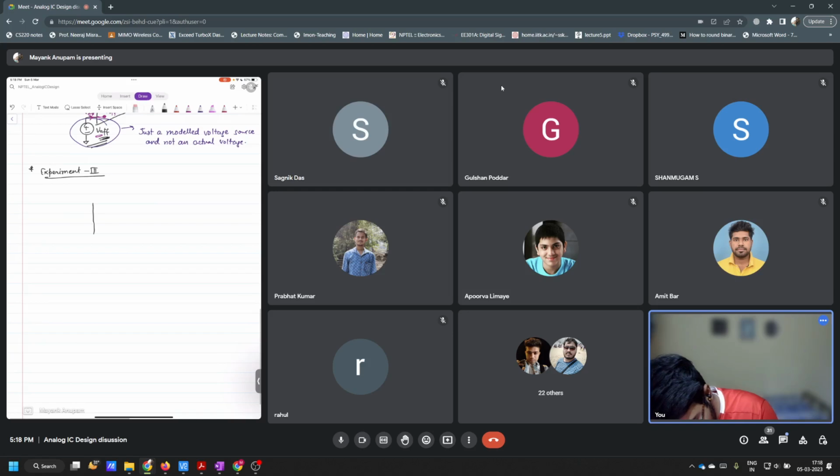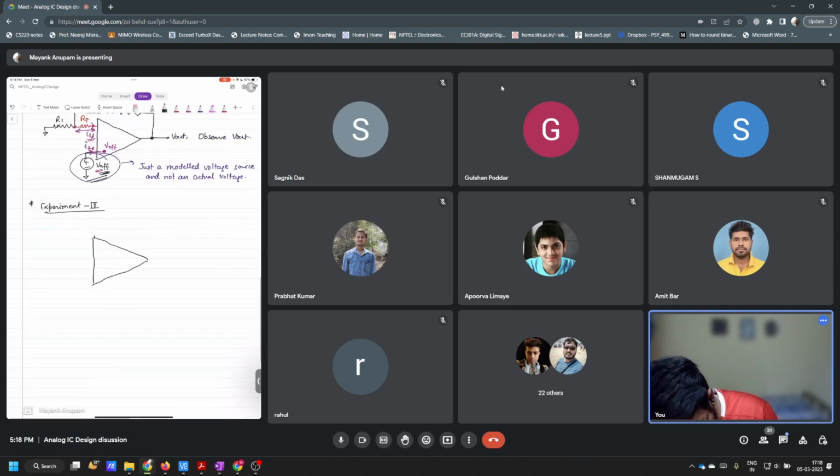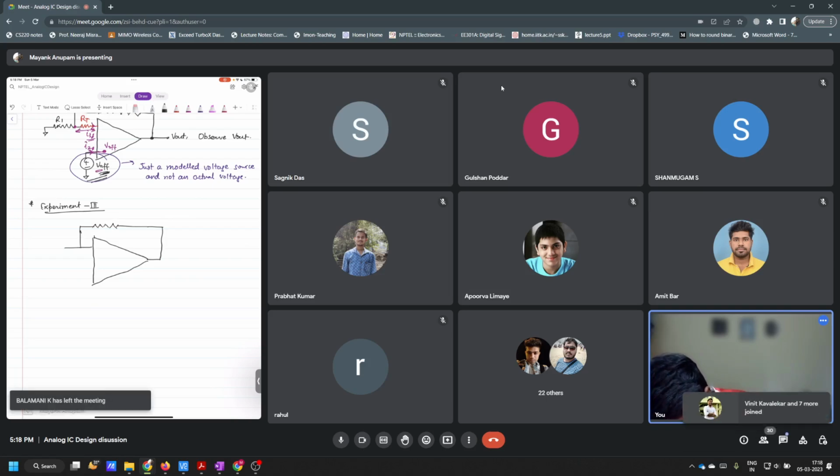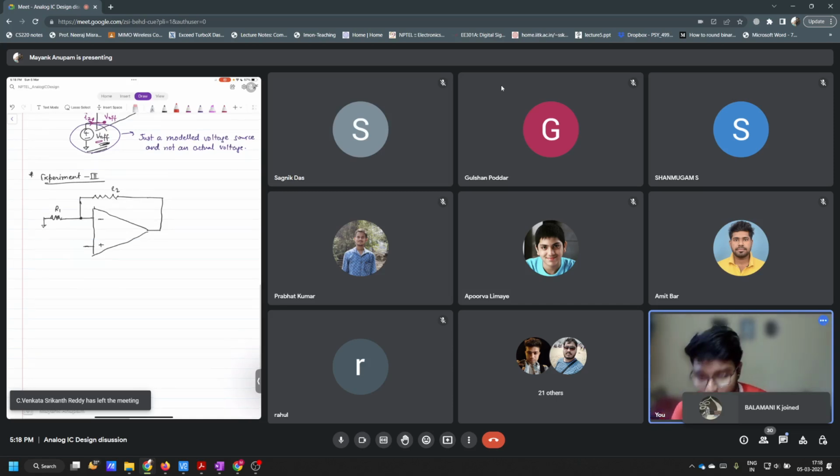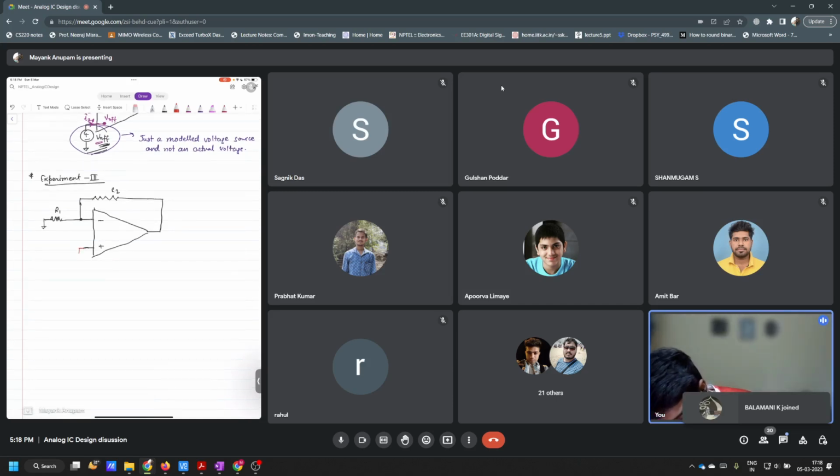Take this op amp here. Okay, and this is R1, this is R2, this is minus, this is plus, and now instead of connecting it in the inverting terminal, you connect it here. Okay, this is RT, and you again have that modeled voltage source here, V offset. Is that clear?